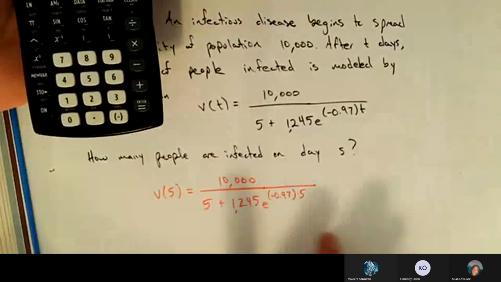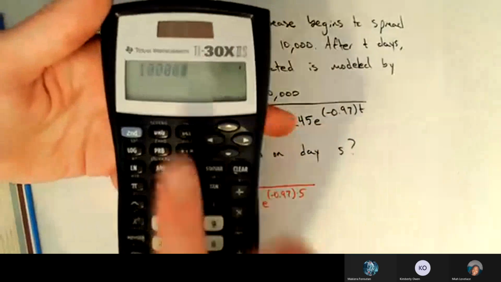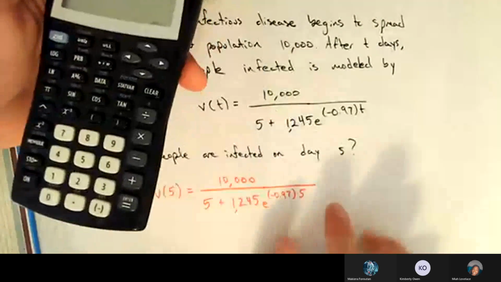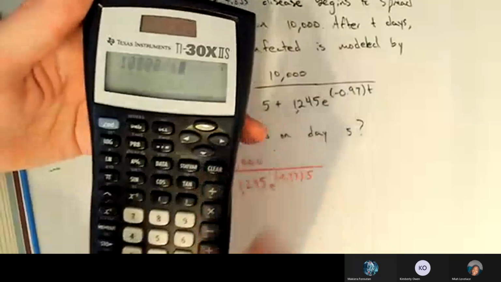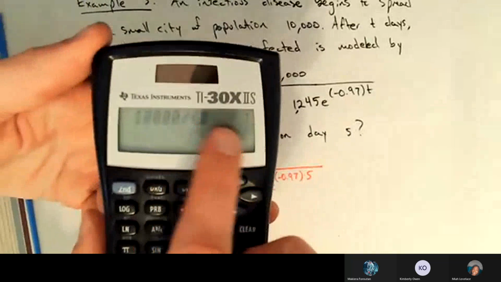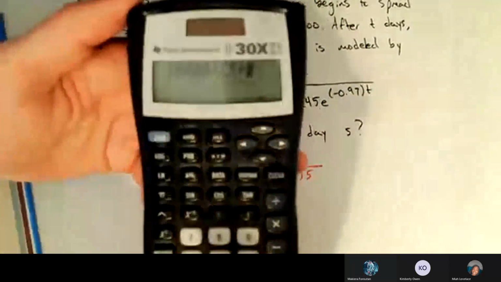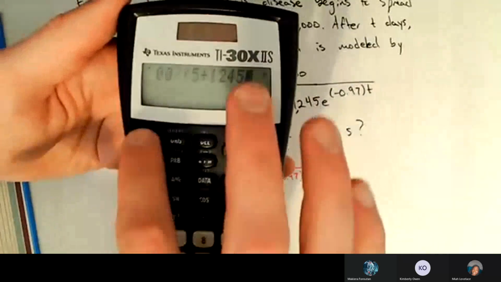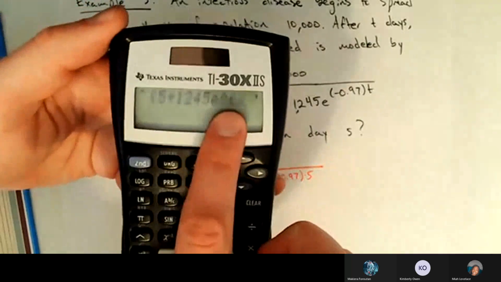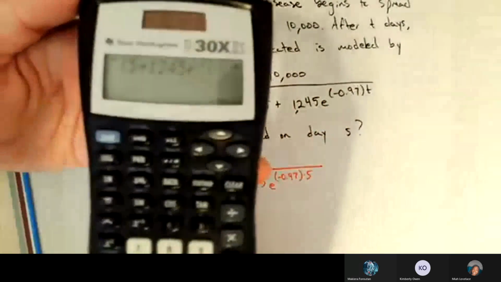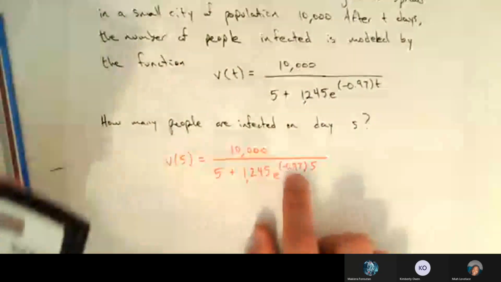I'm going to do this all at once. I don't need to do this piece and then this piece. I type 10,000 divided by, starting the denominator, I'm going to open the parentheses, and then I say 5 plus 1,245, and then my e function. Now my second parentheses is open for the exponent position. And up there, I'm going to say negative 0.97 times 5. That's this part.